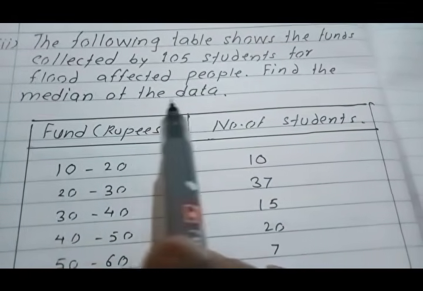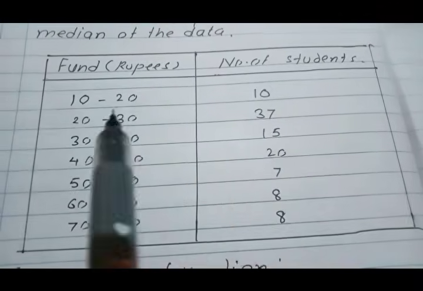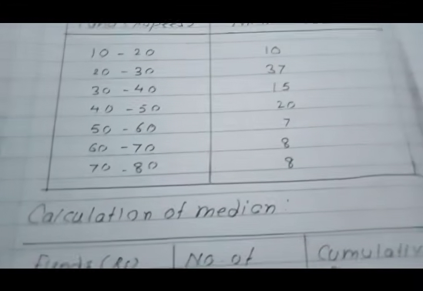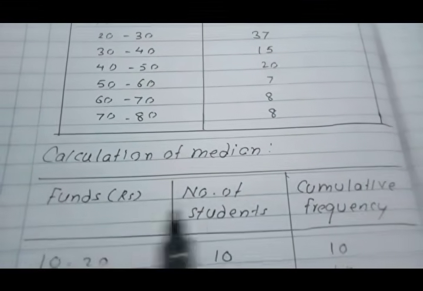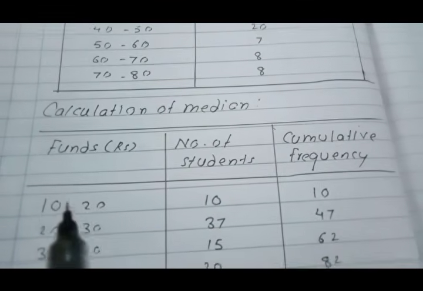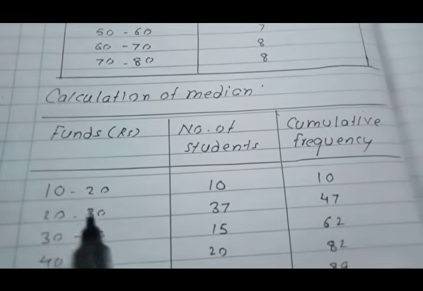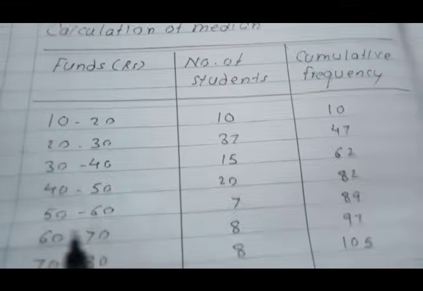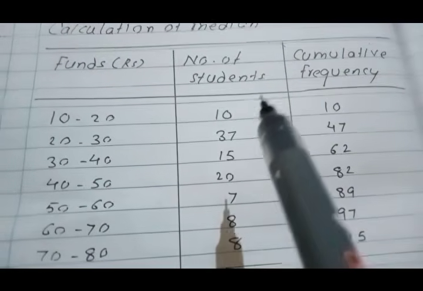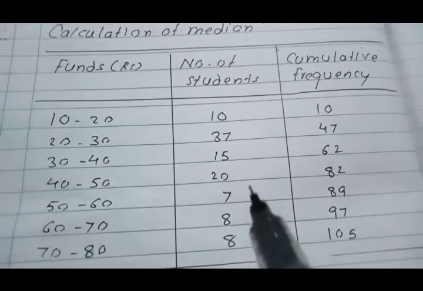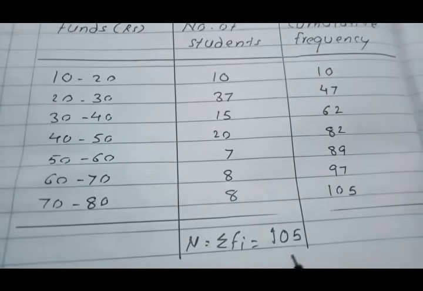Question 4.3. The following table shows the funds collected by 105 students for flood affected people. Find the median of the data. Here the data is given. Answer. Median. Funds in rupees: 10-20, 20-30, 30-40, 40-50, 50-60, 60-70, 70-80, and number of students: 10, 37, 15, 27, 8, 8, addition 105.